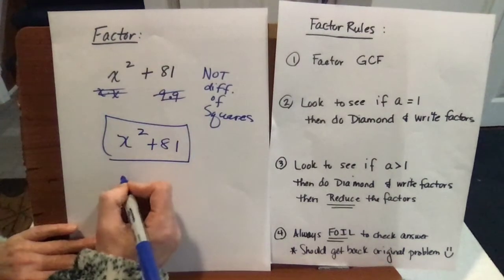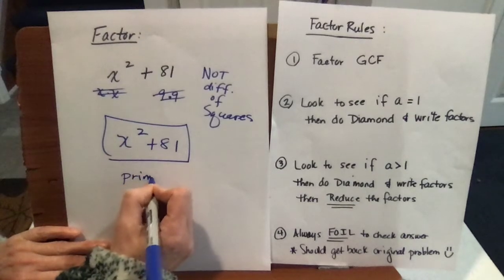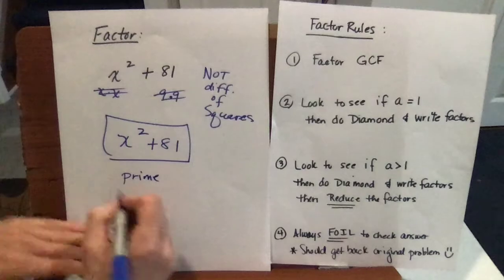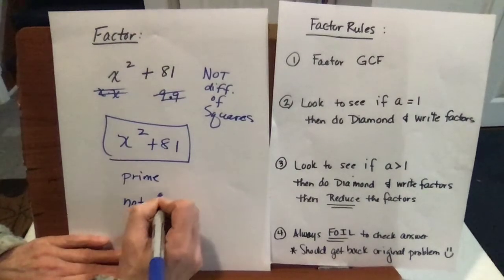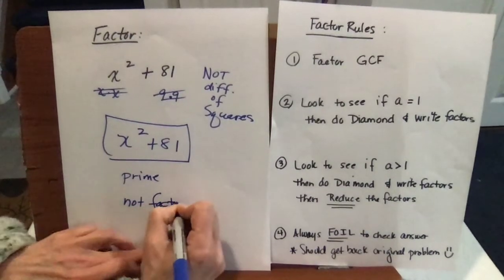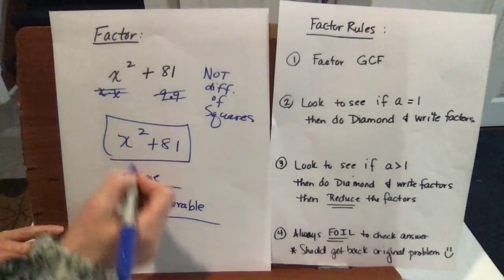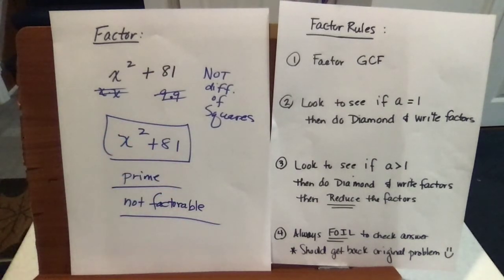Or sometimes you will be asked to write it as prime, which means it's not factorable. Or you might be asked to say, is it or isn't it factorable? So you can just write not factorable. And that would be it. Either one of these 3 answers would be acceptable. And that is how you factor special cases.